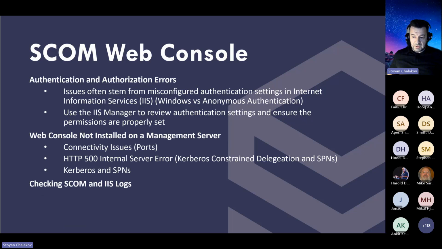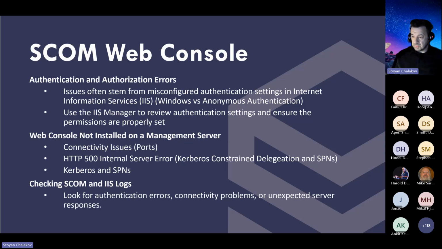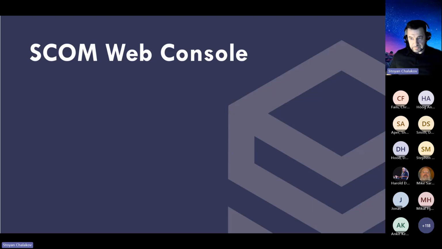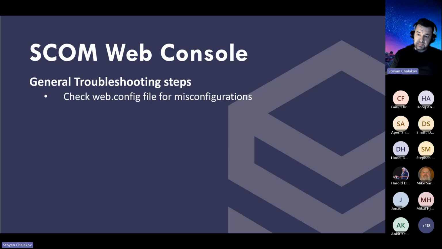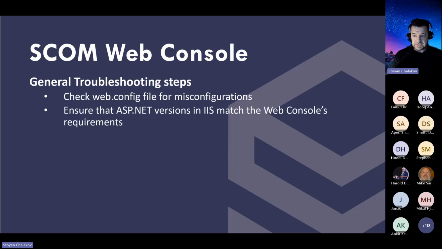This we mentioned. And of course, the last thing would be checking event logs and IIS logs, especially in the case of the web console. IIS logs is actually the place where I find more useful information, like authentication errors, connectivity problems, or some strange server responses. So we have some general troubleshooting steps regarding the web console. You can check the web.config file for misconfigurations. You need to ensure that the ASP.NET version in IIS matches the web console's requirements.